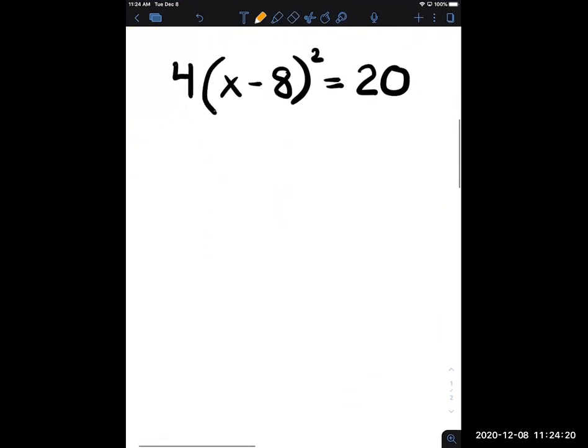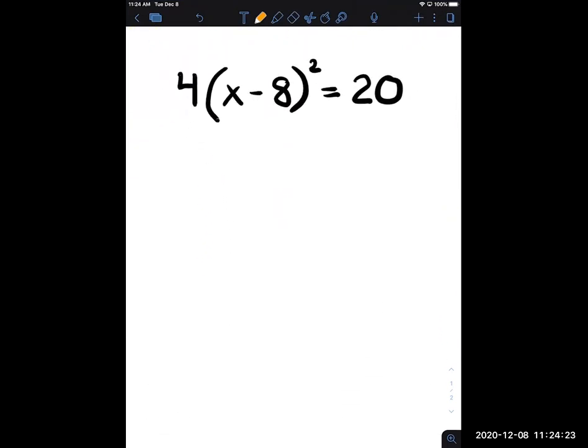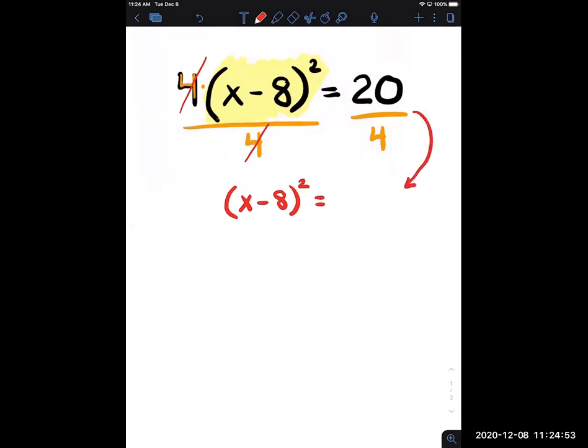Now the problems can get more complicated. Remember, the first step is to get that squared term by itself. So I want to get the x minus 8 quantity squared by itself. I need to get rid of this 4 out front. Well, the 4 is being multiplied by the squared term, so we are going to divide both sides by 4. So these 4 cancel out, and I'm left with x minus 8 squared equals 20 divided by 4. Well, that equals 5.